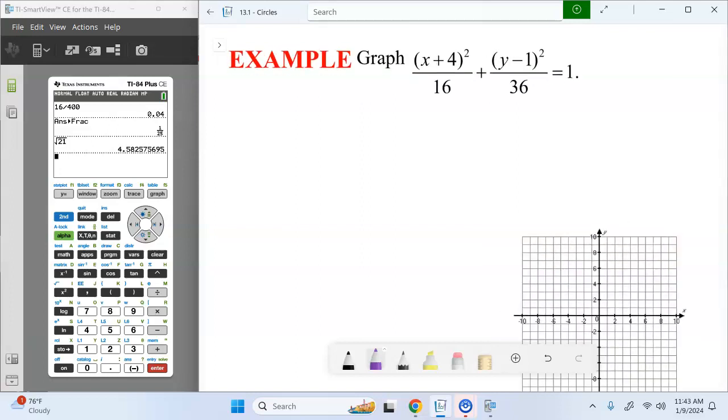Where are we going to start? Negative 4, 1, which is what? What is negative 4, 1? Center. So start at center. Okay? Now what do we need to do? Go to vertical 1 again. Okay? Keep going.